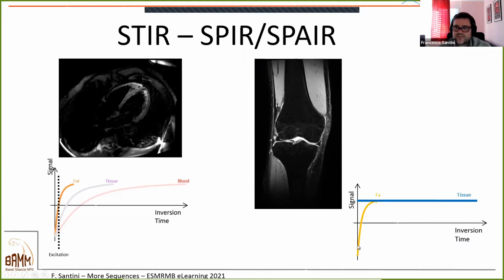So what you actually have is something like this, where you have the signal from the fat that is inverted and then crosses zero, but the tissue does not lose any signal, and then you have a very nice image like this. Unfortunately, the SPAIR cannot always be used because since it is also spectrally selective, we reintroduce the dependency on the B0 inhomogeneity. So the advantage of the STIR is that it's very, very consistent, very, very robust with respect to B0 inhomogeneity.